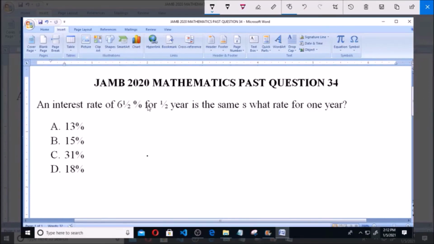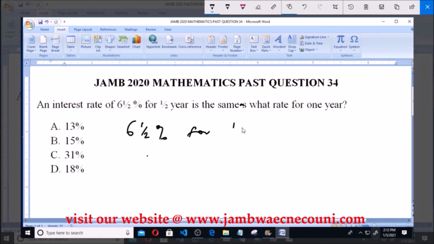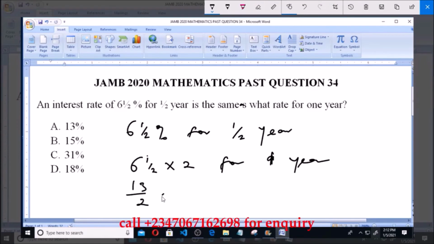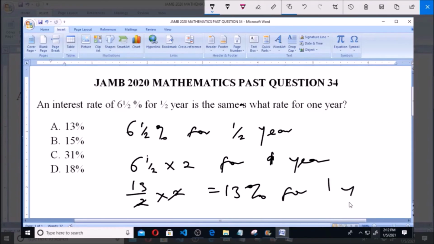An interest rate of 6.5% for half a year is the same as what rate for 1 year? Now we have 13%, 15%, 31%, and 18%. Now, if you're given 6.5% interest for half a year, since this is for half a year, for a year it will be 6.5 multiplied by 2, and that will be equal to 13 over 2 multiplied by 2. The 2 will cancel the 2, and that is equal to 13% for 1 year. So the answer to this question is option A, 13%.